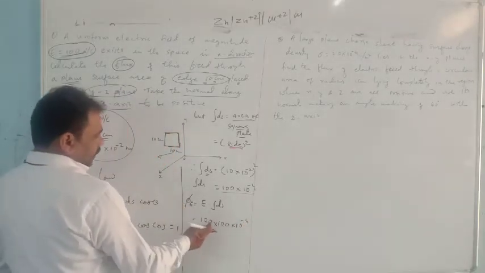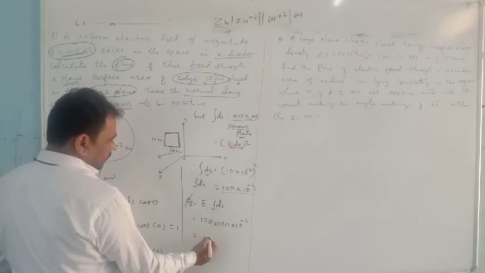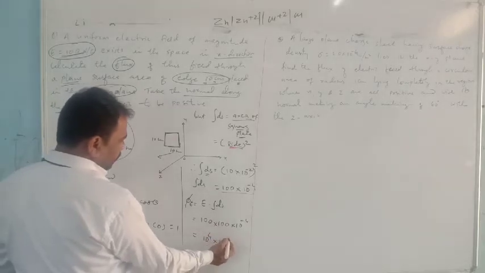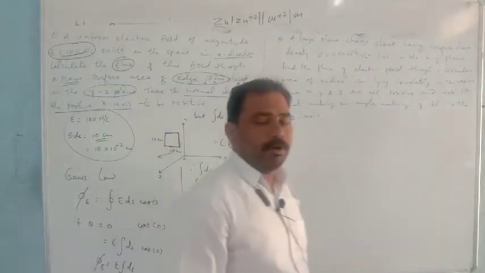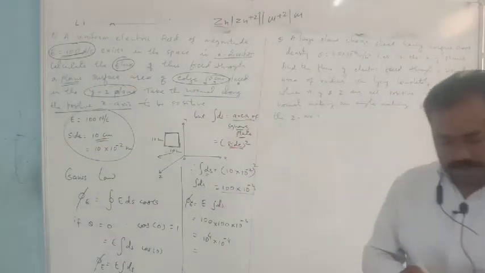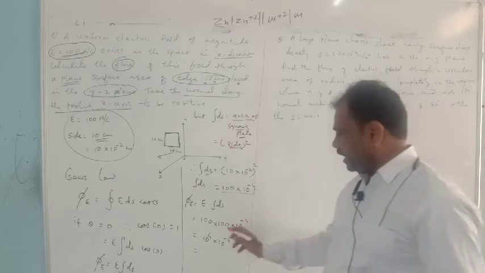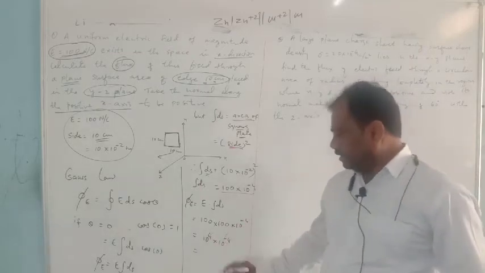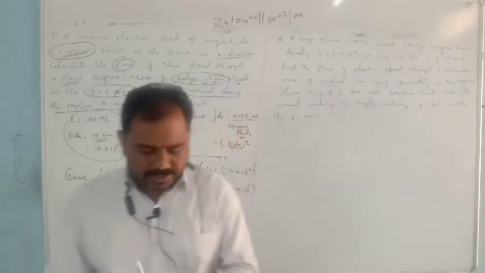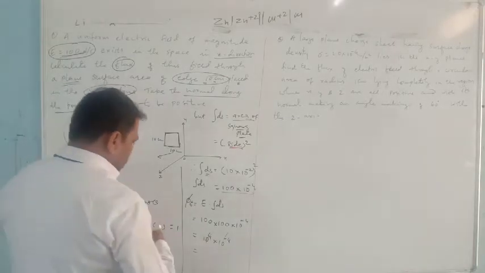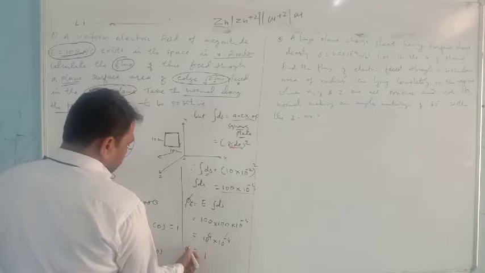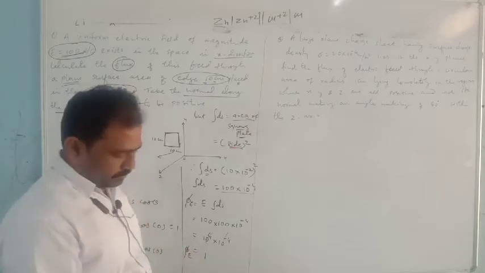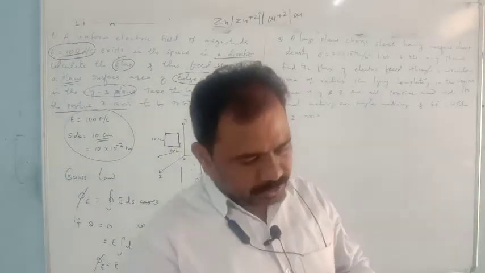How can we calculate? That is 100 into 100, that is 10 to the power 4 into 10 to the power minus 4. So 10 to the power plus 4 and 10 to the power minus 4, both are cancelled. So what can we write? The remaining term is only 1. So 1, this is the electric flux.